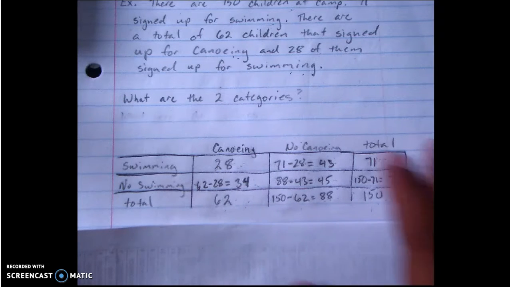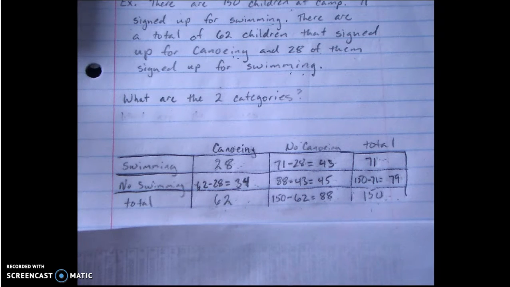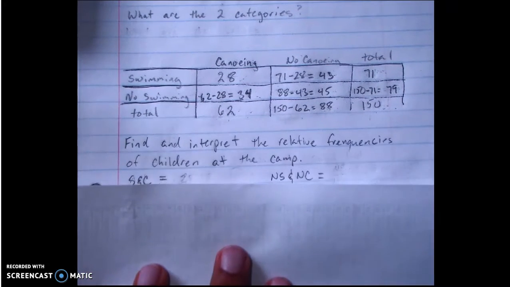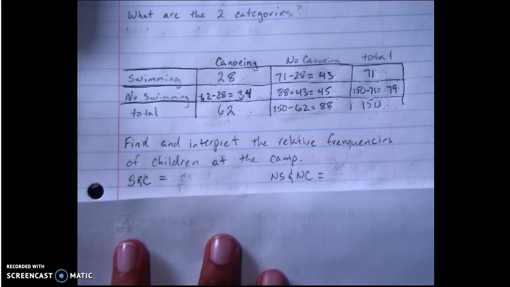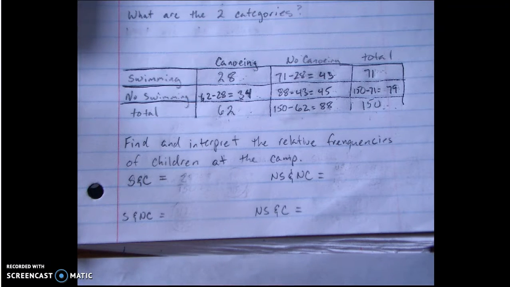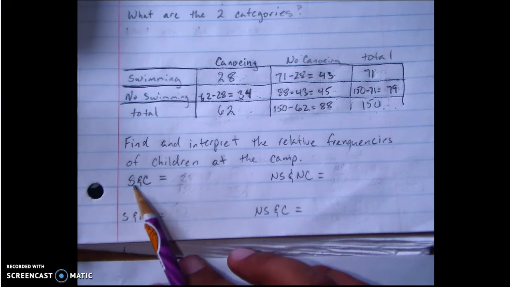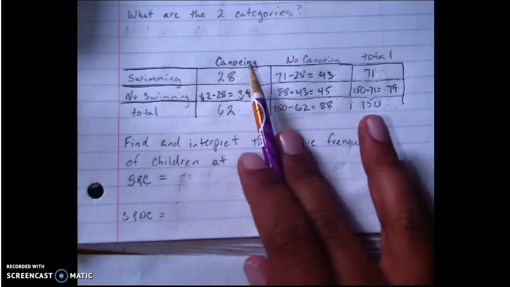Now that's one type of problem. They just want you to fill out the two-way table. The other type is they're going to have you fill out the table and then find what's known as the relative frequencies, as I mentioned earlier in the notes. And remember, relative frequencies are the ratios or the fractions of the subtotal and the total. So I just kind of shorthanded right here. We have S and C. S and C stands for swimming and canoeing.